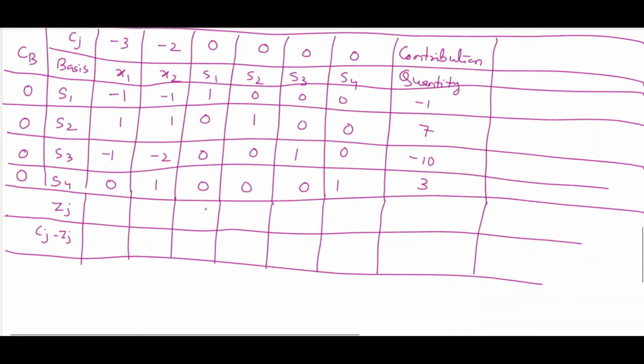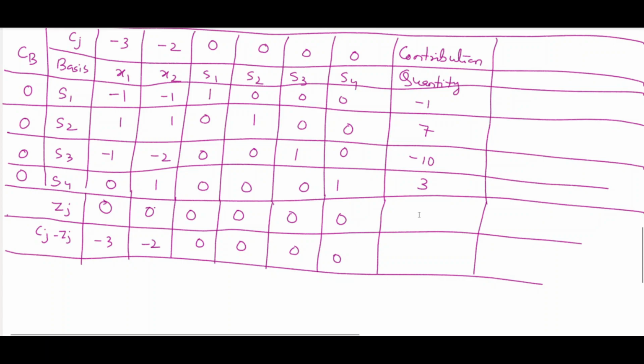Zj for the first row will be 0 into minus 1 plus 0 into 1 plus 0 into minus 1 plus 0 into 0. So it is your 0. Then here it will be all zeros because all the things are zeros, so you will get 0. And Cj minus Zj will be minus 3, minus 2 and all zeros.